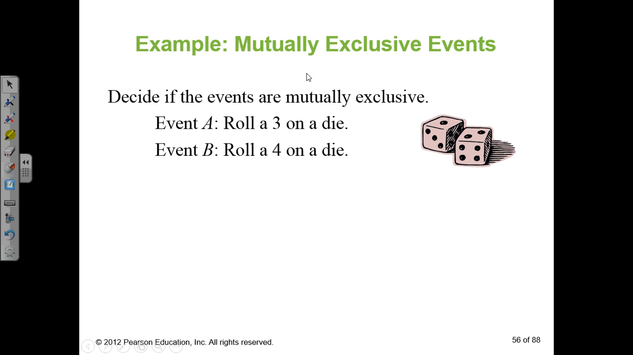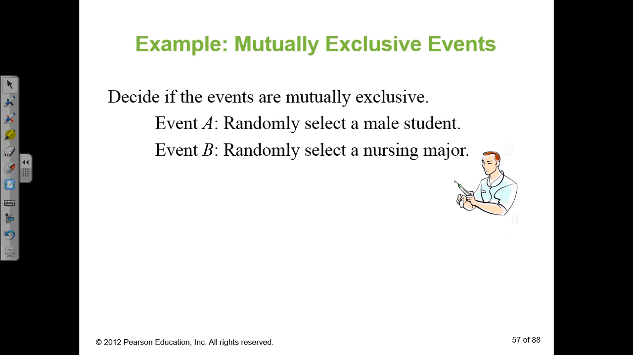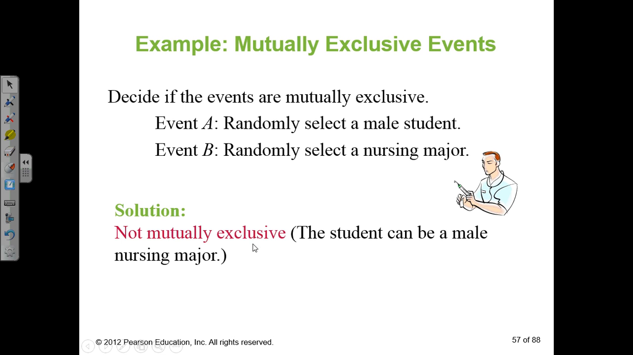So let's decide if the events are mutually exclusive. Roll a 3, roll a 4. There is no die roll that can be both a 3 and a 4, thus those events are mutually exclusive. But one student randomly selected being a male student and also being a nursing major, well, one student can both be male and a nursing major, thus these are not mutually exclusive.